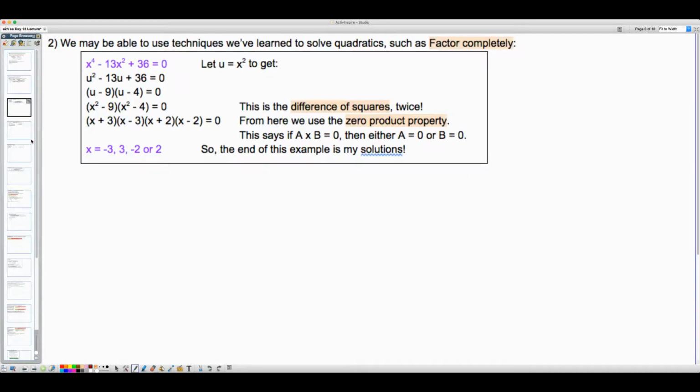And here's some examples. In this one, I've got an x to the fourth and I've got an x squared. If I wrote using x squared, then I could write this as a quadratic, factor it, and then solve for it. And this is also the difference of squares twice. So I could actually factor this twice more when I'm substituting back the u is x squared.